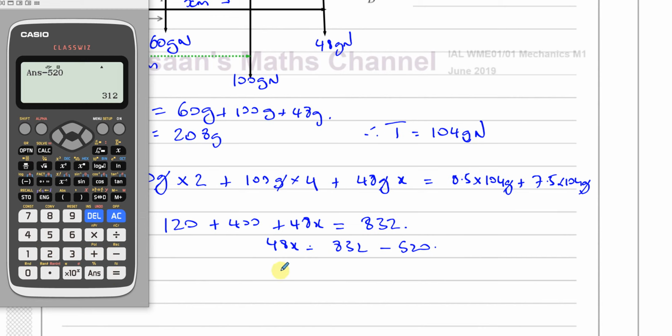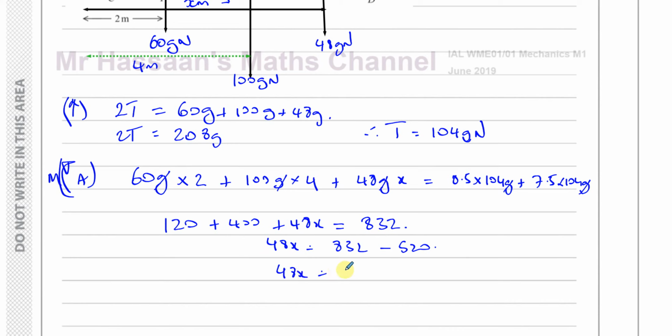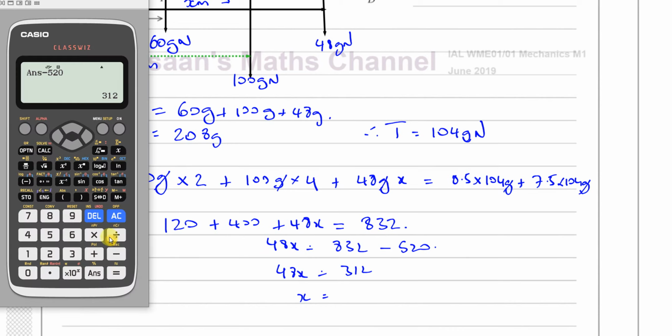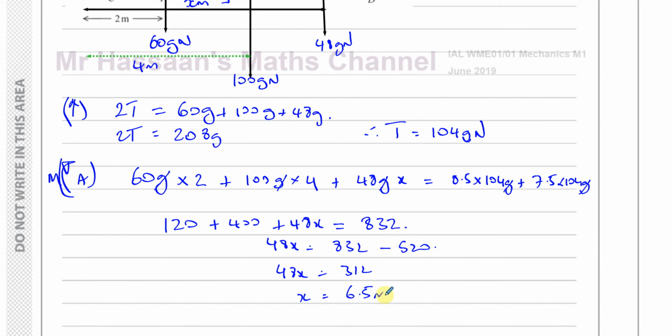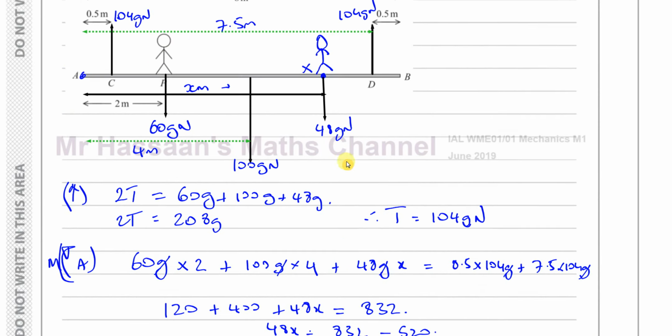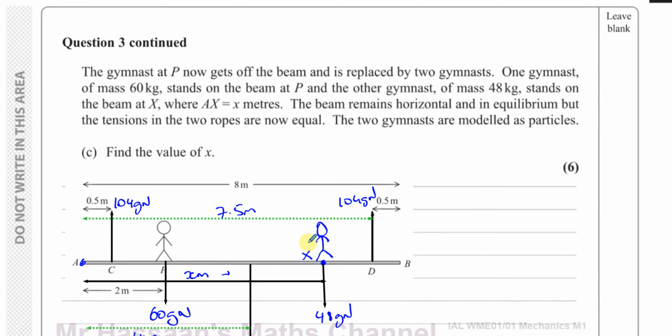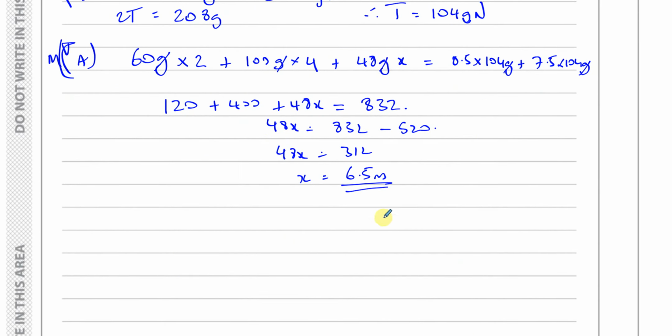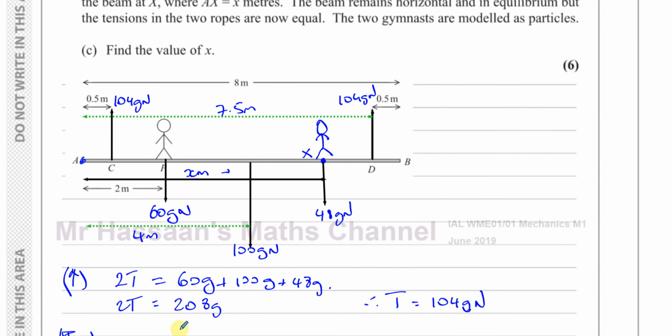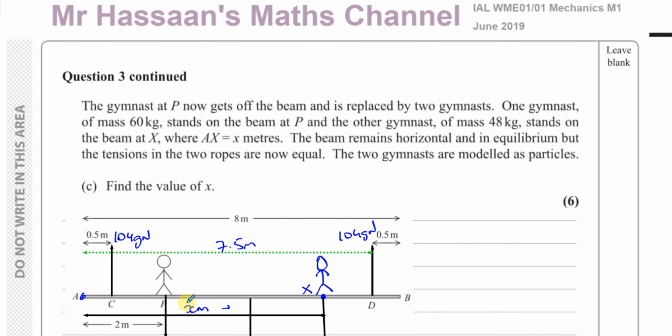That gives us 312. So 48x equals 312. So x equals 312 divided by 48, which gives us 6.5. So x is equal to 6.5 meters. And there's the answer: 6.5 meters from A. And that's the value of x. So there we have the answer to this question on moments. I hope that was clear.